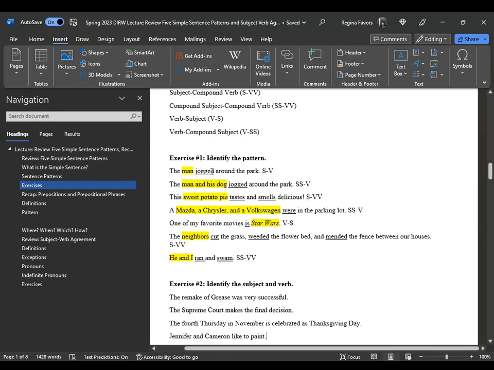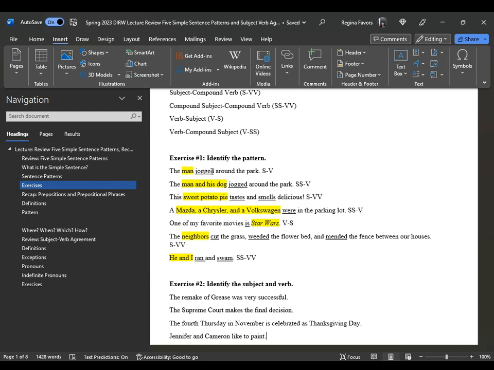So again, the man jogged. The man is the subject of the sentence, and the man is performing the action, jogged. The man and his dog jogged. So the man and his dog are considered the subject of the sentence. That's a compound subject with one verb. And then, sweet potato pie tastes and smells. So that's a subject with a compound verb.